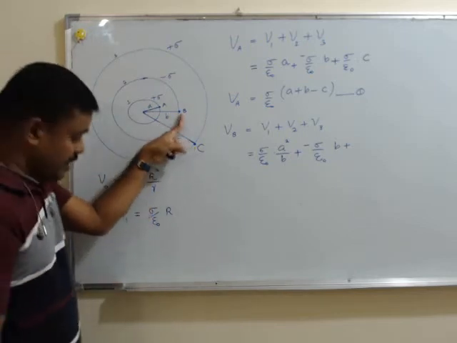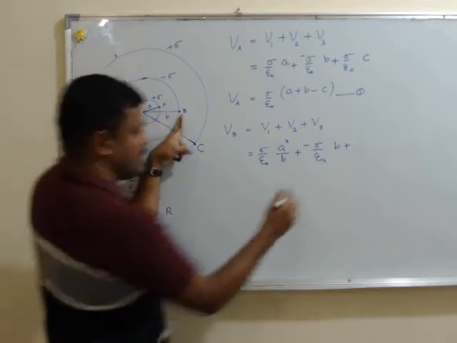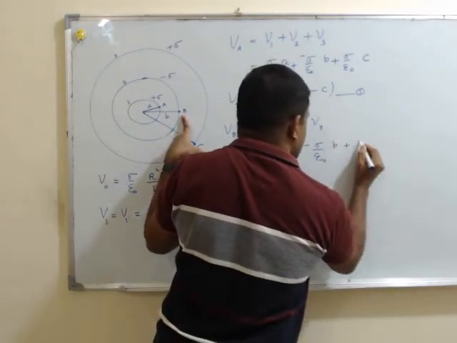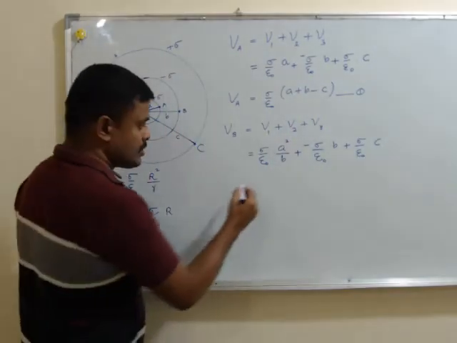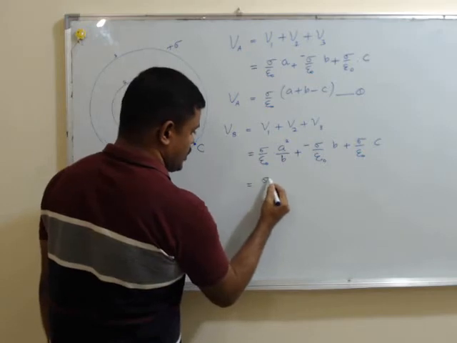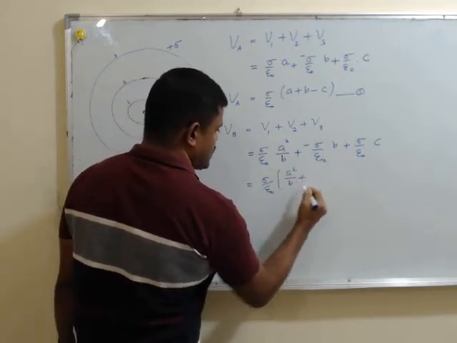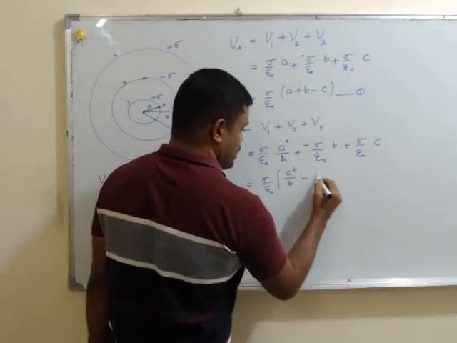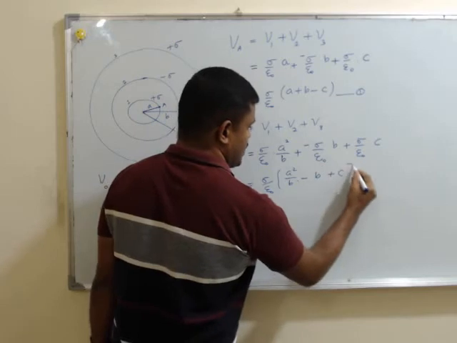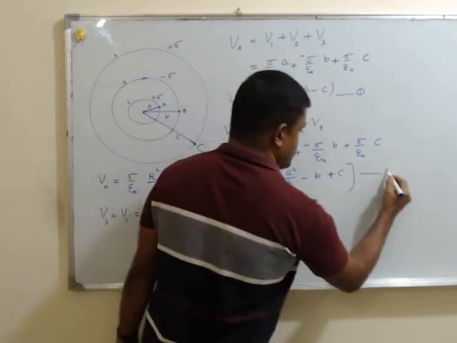Inside point, right? Inside point potential is sigma by epsilon 0 into its radius, which is C. So I take sigma by epsilon 0 common here, sigma by epsilon 0 into A square by B, then plus and minus together it is minus B, then plus C. I have three terms here. So that will give me potential at B. This is equation number 2.